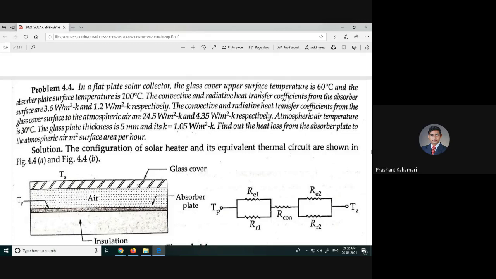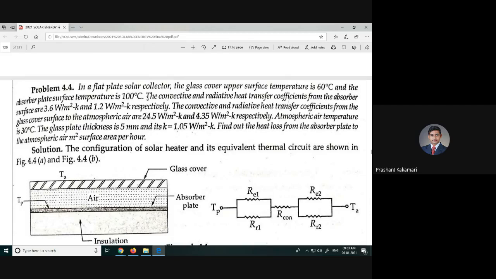The glass cover upper surface temperature is 60 degrees centigrade. So the glass cover upper side, the top glass cover, is at 60 degrees centigrade, and the absorber plate surface temperature is 100 degrees centigrade. This is the absorber plate. Here the pipes are not shown on the absorber plate; we'll see what condition is given here. Absorber plate temperature is 100 degrees centigrade. It is metal only, but which metal we don't know, whether copper, aluminum, or iron.